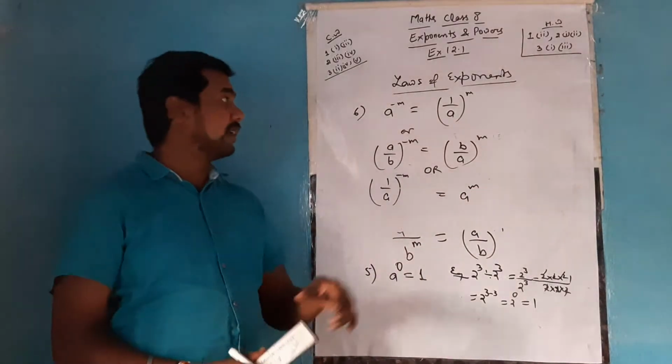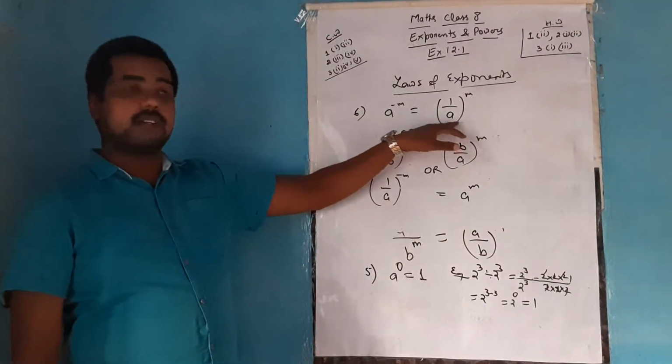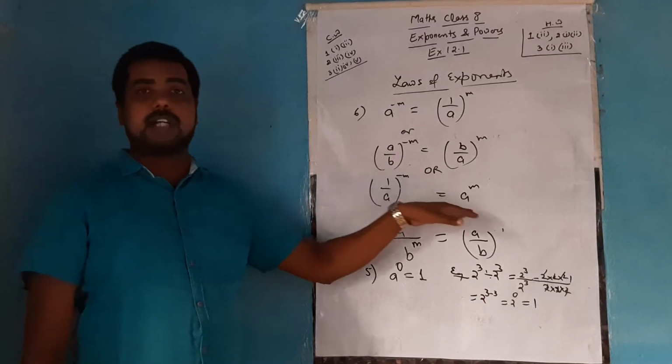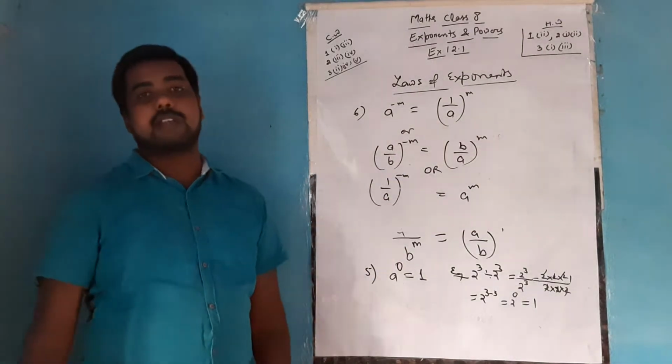Means to say that if the number is there in the numerator, that will go to the denominator. If it is in the denominator, that will go to the numerator. Whenever you see a negative power, just make the reciprocal.